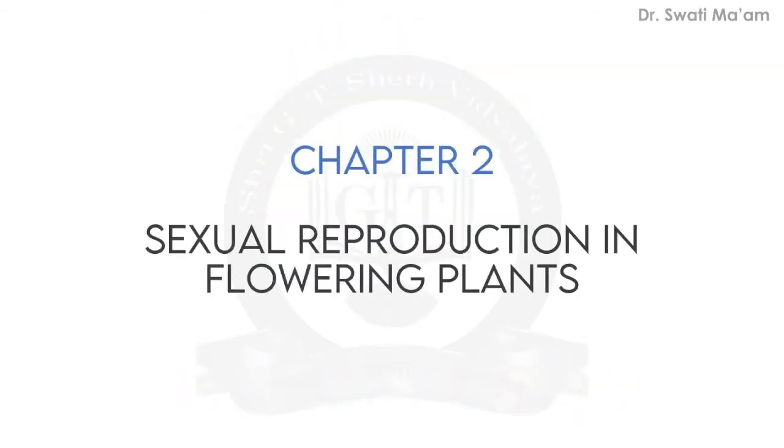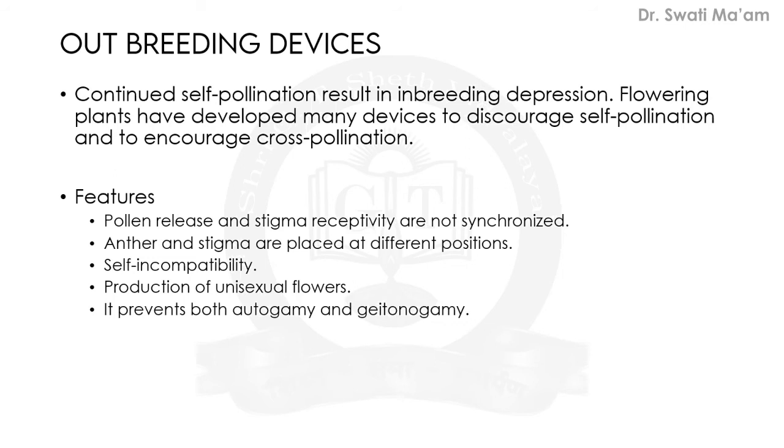We are continuing Chapter 2, Sexual Reproduction in Flowering Plants. Today we are discussing outbreeding devices. Let us see what outbreeding devices are.